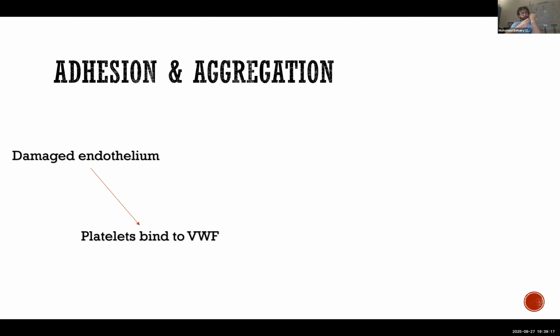Adhesion or aggregation, we talked about them. Let's talk about them again in a way you can visualize it. We have an endothelium that is damaged. The platelets will bind to the von Willebrand factor. We will talk about the VWF in detail later. Just for now, know that whenever there is an injury, whenever the first layer of endothelium is damaged, it will expose something called VWF, von Willebrand factor. With this, it will immediately bind to the platelets.